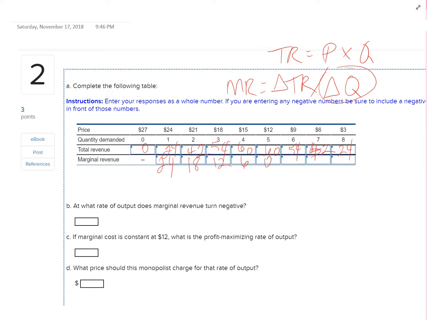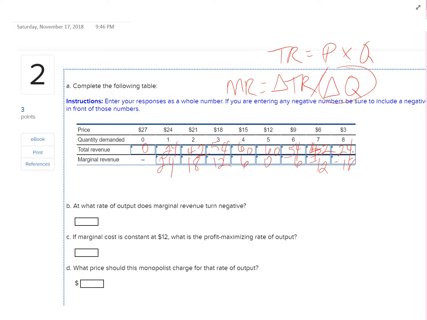and then we go into the negatives here. 60 to 54 is negative 6, 54 to 42 is negative 12, and negative 18. So it's important to recognize that marginal revenue can be negative. As we saw in the previous graph, it crosses below that 0 on the horizontal axis and it becomes negative.